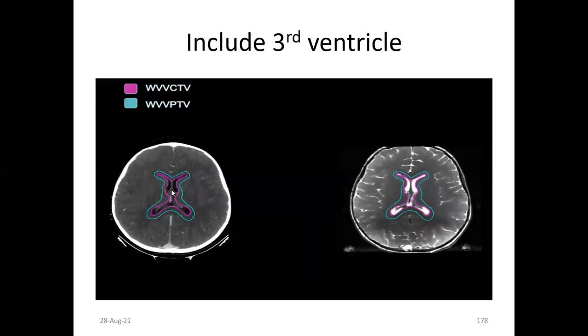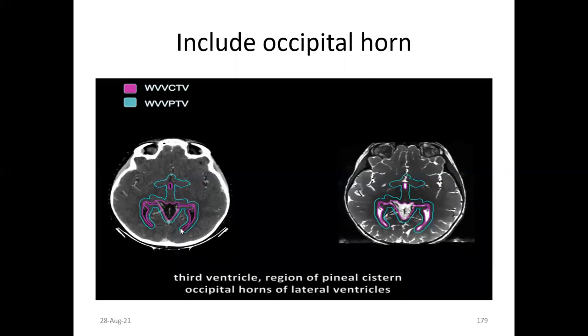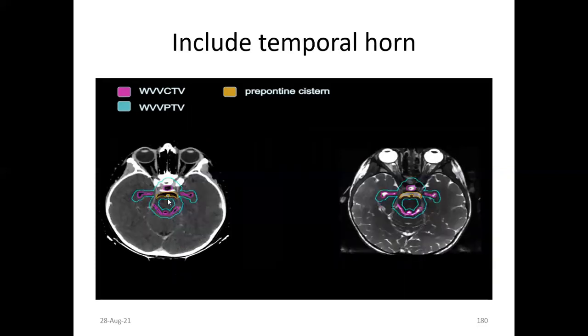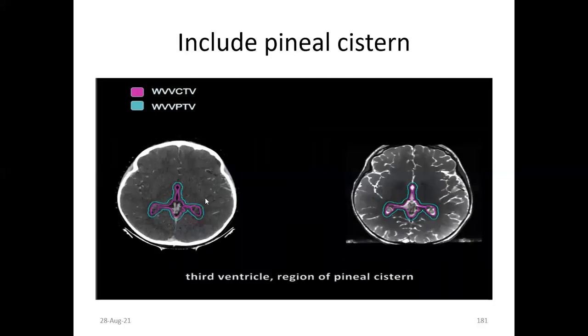If you go down, you have to include the third ventricle here. Then you have to include the occipital horn. Here you can see the occipital horn and the region of the pineal cistern. You have to include the temporal horn here. And this is the prepontine cistern whenever necessary. And this is the pineal cistern.